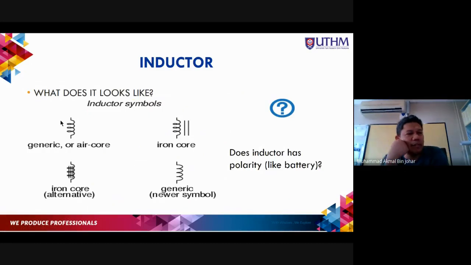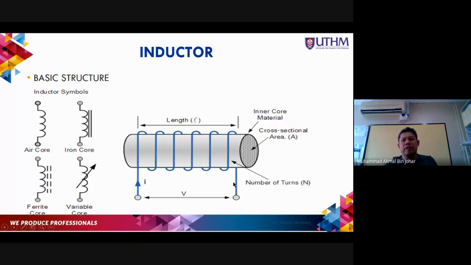So the symbols: the generic symbol is just a basic coil like this, and when you see this, you can differentiate between the symbol of an inductor and a resistor, which is slightly different. Some people put an iron core inside like this to show that the inductor has an iron core. But does it have polarity like a battery? The answer is no. An inductor doesn't have any polarity, so you can put it in either way. There is no problem if you put it upside down, because it has no polarity at all.